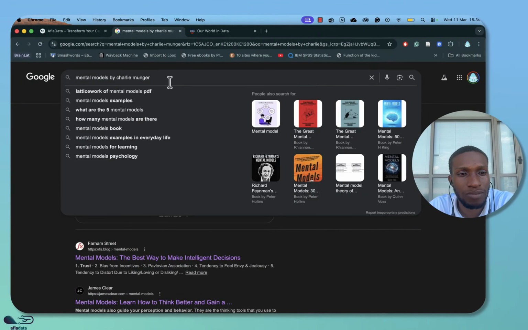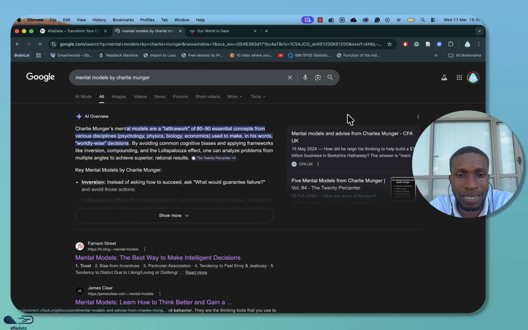So we will start from the get-go. What you really want to develop, number one, is your mental models. Mental models come from Charlie Munger. So over here we have mental models by Charlie Munger. Mental models basically are a way of thinking, and they are essential concepts from various disciplines, can be psychology, physics, economics, that help you make wise decisions. This is really where you want to start, because understanding what kind of mental models are important for you when exploring the field of coding or data science will be very, very beneficial.